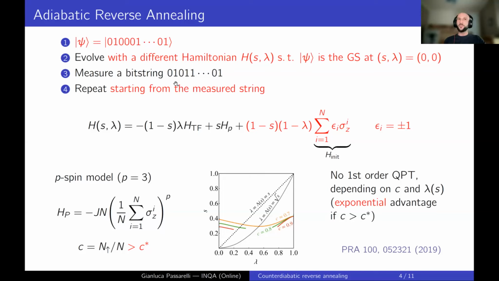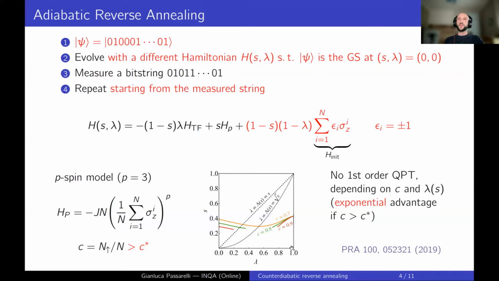However, in adiabatic reverse annealing, if you consider an initial state with a fraction of spins that are already aligned in the correct direction above a certain threshold, you can avoid this first-order phase transition. The scenario is depicted in this phase diagram as a function of the two control parameters S and lambda. By the way, lambda equals 1 corresponds to your usual quantum annealing, where you don't have this term and you just have these two terms in the Hamiltonian.